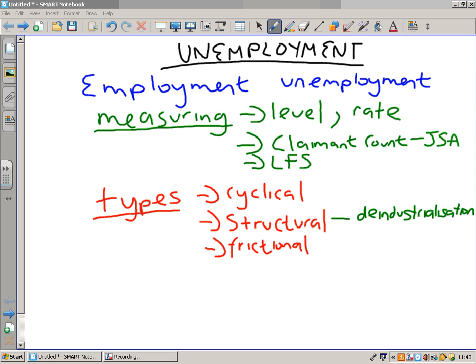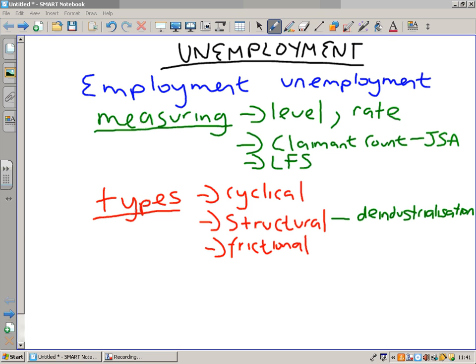Frictional unemployment is people between posts. Think about friction as in something that stops you getting from A to B, it holds you back. A school leaver, for example, might have a few months before they start a job. A newly qualified teacher might qualify in May, not take up their post till September. In the meantime, they are frictionally unemployed. Cyclical and frictional tend to be short-term problems, over the course of the economic cycle they will correct themselves, whereas structural is more of a long-term unemployment.